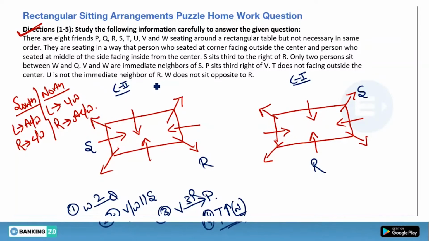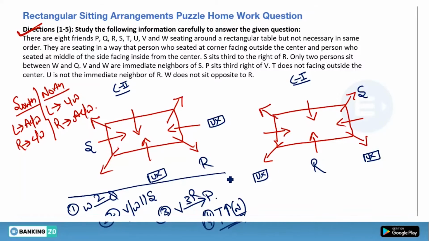U is not the immediate neighbor of R. Okay, so U is blocked on the immediate left side and right side of R. Similarly here also, U is blocked on the immediate left or the immediate right side of R.